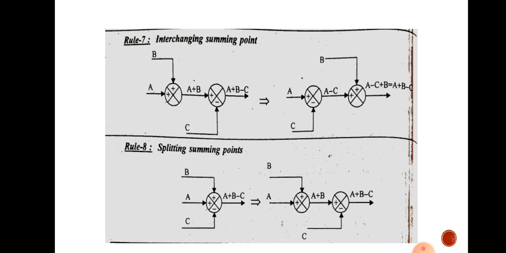And if we are splitting this summing point, we can split it by 2, that is we are using 2 summers, and in the first summer A and B are added and its result will be A plus B. And in the next case we will give the C input to the negative terminal of the second summer, so that we will get A plus B minus C. And these summing point rules are simple, okay?